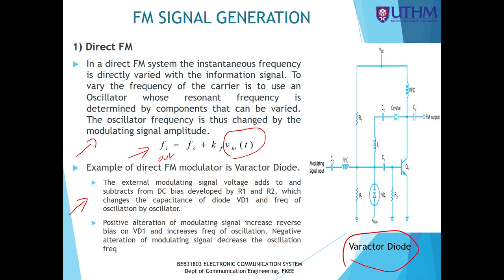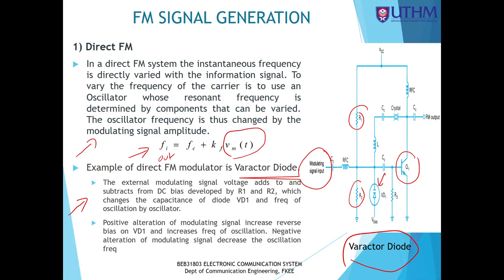In this example, you see in this picture that the input signal, the modulating input, is inserted here where we have R1 and R2. Then we have a VD over here, the diode VD1, and then here we have the transistor.